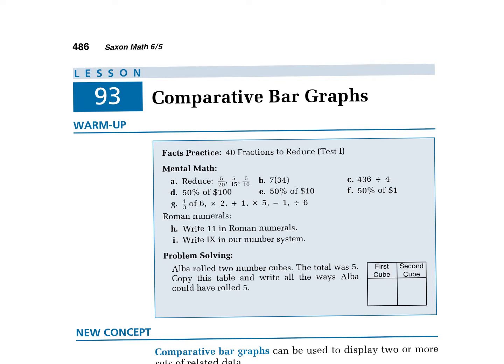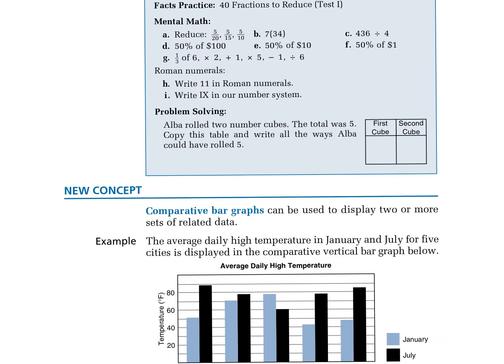We are talking about comparative bar graphs. Comparative means just to compare. So there are bar graphs where we would have two sets of data on them, and we would be comparing them. So let's move on.